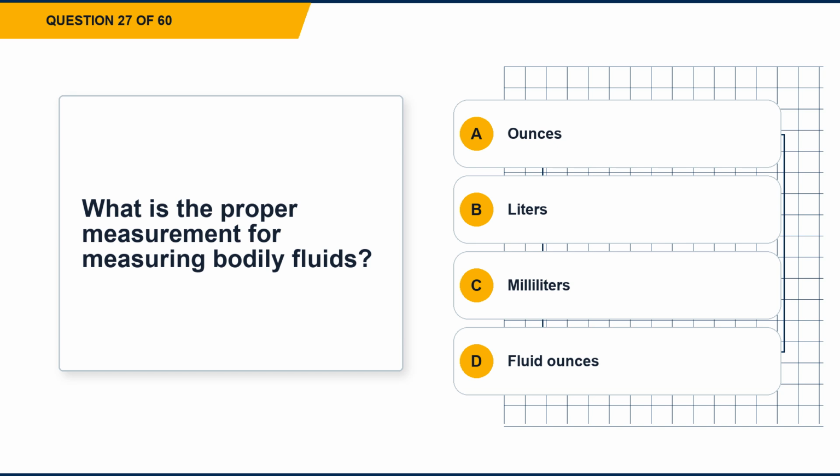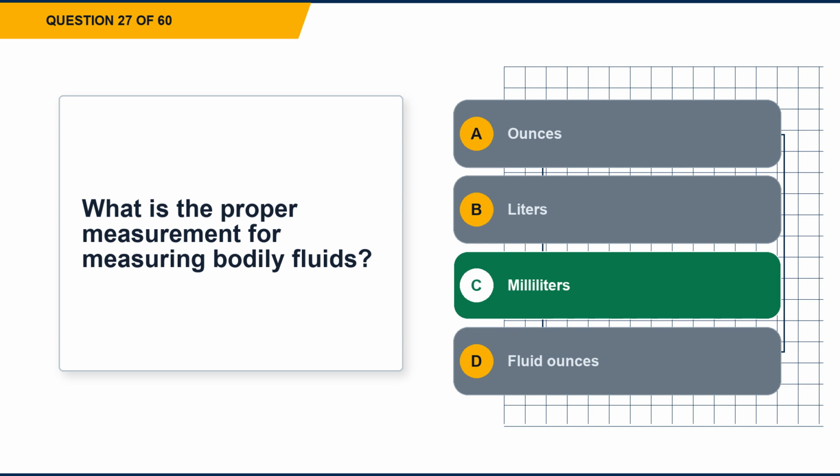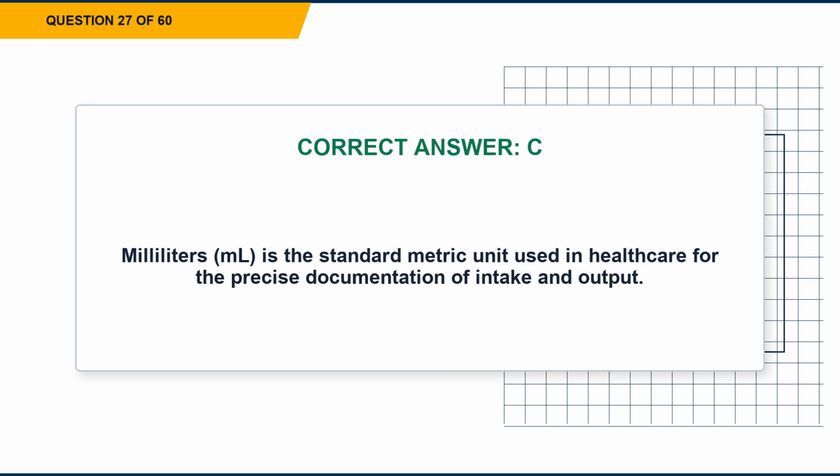Question 27. What is the proper measurement for measuring bodily fluids? Option A. Ounces. Option B. Liters. Option C. Milliliters. Option D. Fluid ounces. The correct answer is option C. Milliliters. Explanation. Milliliters, ml, is the standard metric unit used in healthcare for the precise documentation of intake and output.